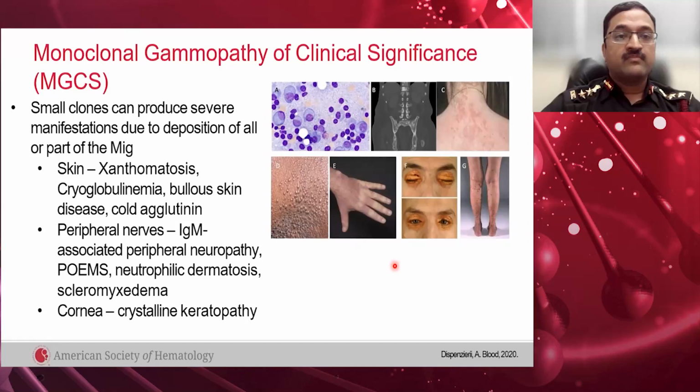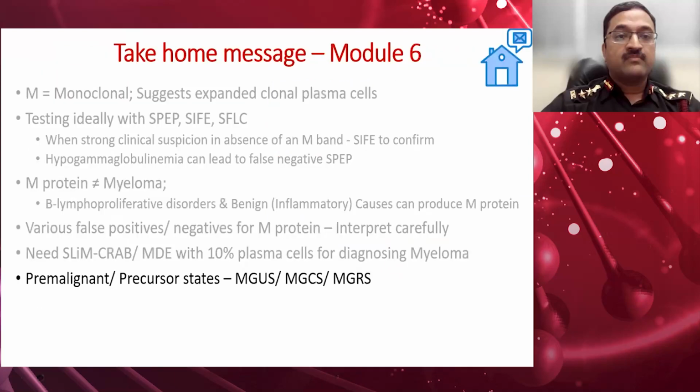Now, these are all those places where the clone is very small in size. The plasma cells are less than 10%. These people do not have SLiM CRAB criteria, but they do still have certain clinical manifestations. And we really don't know how they progress, or over how much time, to overt plasma cell dyscrasias. So these are known as monoclonal gammopathy of clinical significance. So to complete this module, there are various pre-malignant or precursor states, namely MGUS, MGCS, or MGRS, wherein there is M protein, but there is no overt myeloma.